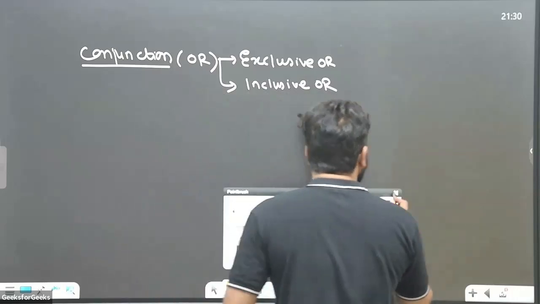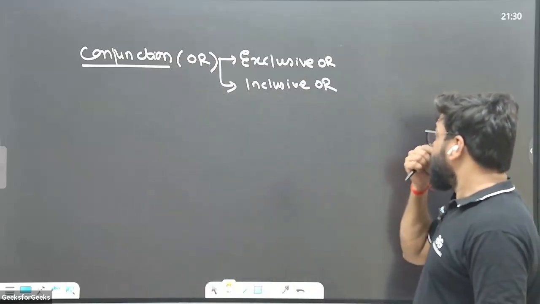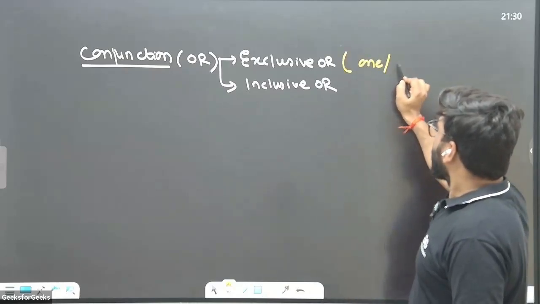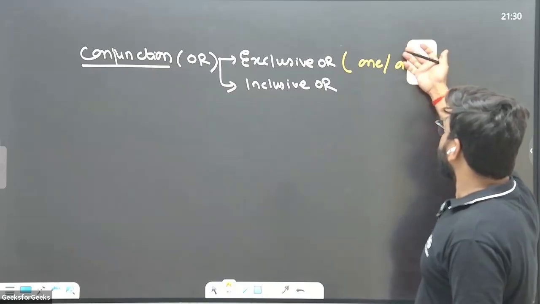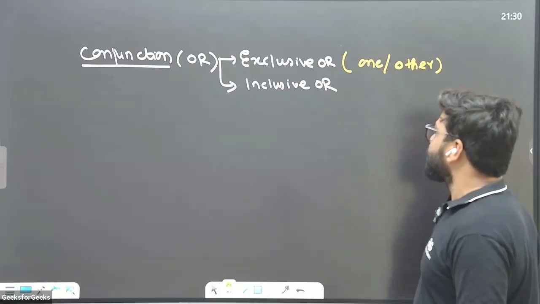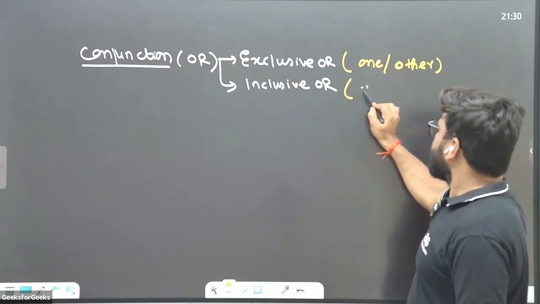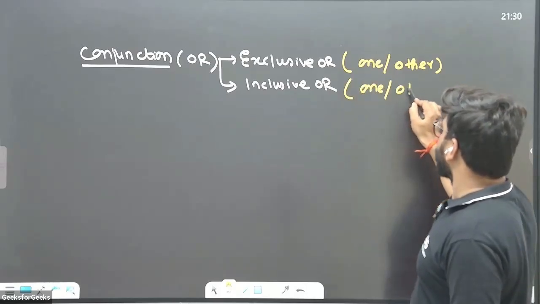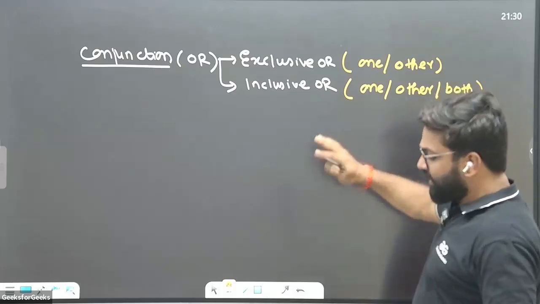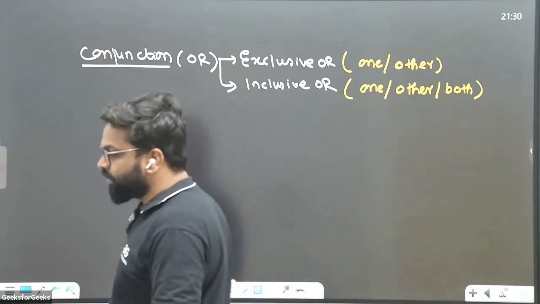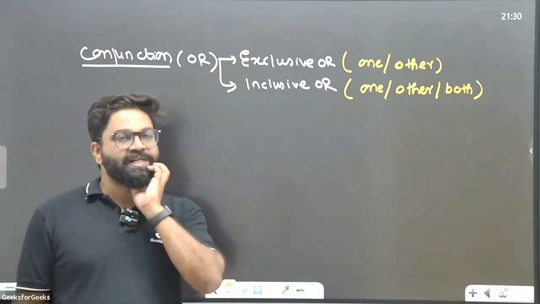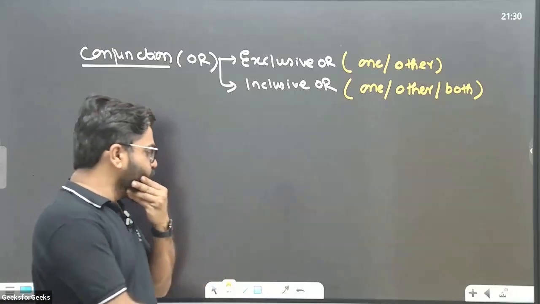So what is the difference between exclusive or and inclusive or? If I'm talking about exclusive or, it says one or another, one or other, that's it. That is related to your exclusive or. If I talk about inclusive or, that says one, other, or both. This is related to an inclusive or. So in mathematics, we learn more about inclusive or.